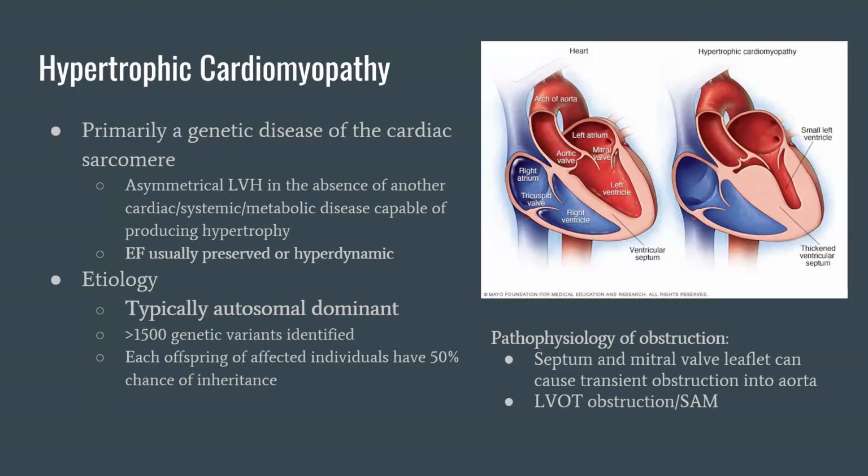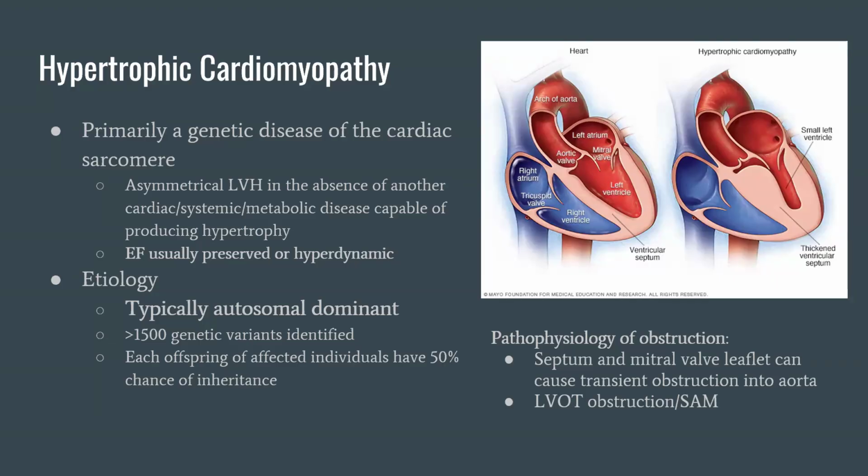So asymmetrical LVH in the absence of another cardiac or systemic metabolic disease capable of producing hypertrophy. So it's not going to be because of a valve problem that you see the thickened walls. It's not going to be because of hypertension. This is a genetic disease that happens with asymmetrical thickening of the LV.